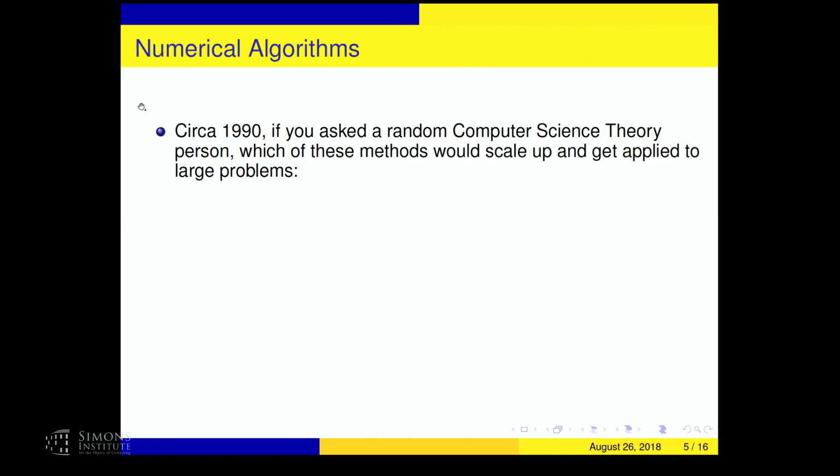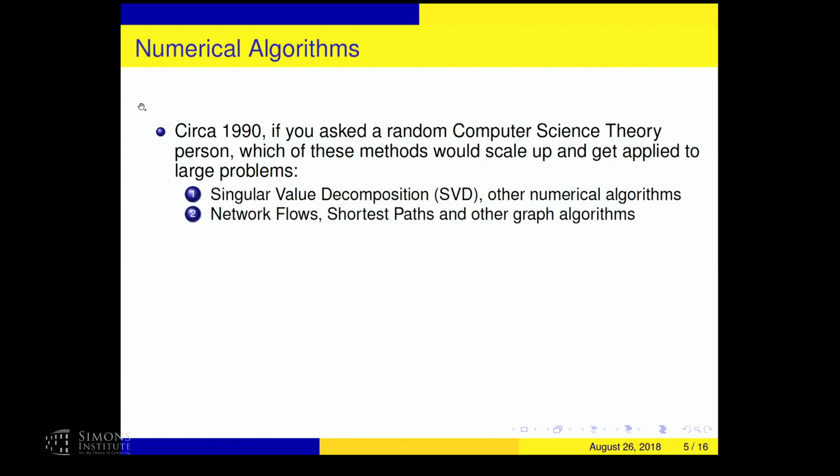So in 1990, maybe most of you couldn't have been asked this question, but I was. In 1990, if you asked a theoretical computer scientist which of these 4 methods would scale up and get applied to large problems? Here are the 4 candidates: SVD, singular value decomposition, and the numerical algorithms. And of course, this audience has all heard of it, but I must say in 1990, I may not have heard of it. This was not a standard staple thing to be offered in TCS, theoretical computer science.